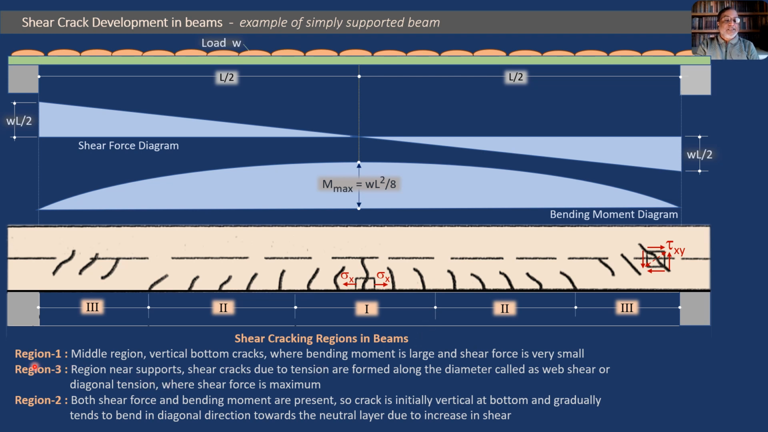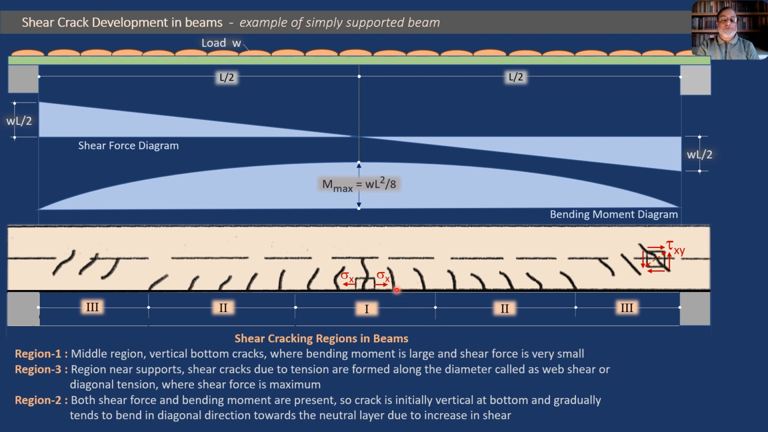understand region 1. Look at region 1. Just read the words. Middle region. Region 1 is the middle region. Vertical bottom cracks. These are vertical. These are not inclined like this, 45 degrees or anything. These are vertical, and at the bottom they are vertical, right? They are vertical bottom cracks where bending moment is large and shear force is very small.